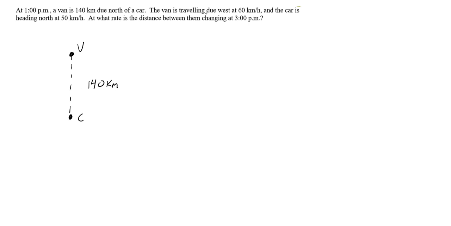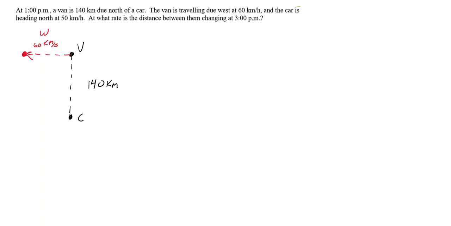And now the van is traveling due west at 60 kilometers an hour. So the van is moving west at 60 kilometers an hour. Now it's going to be somewhere over here. I'm going to call this length from here to here W for west, because I don't really have the length yet. I've just written down the speed. That could just as easily be X, but I'm going to call it W.